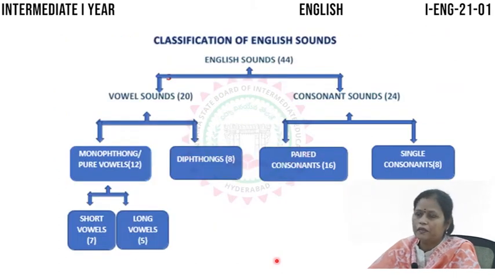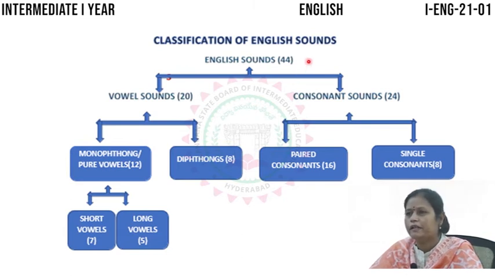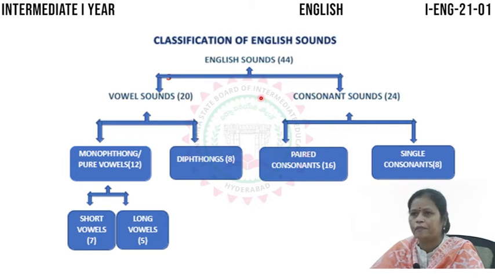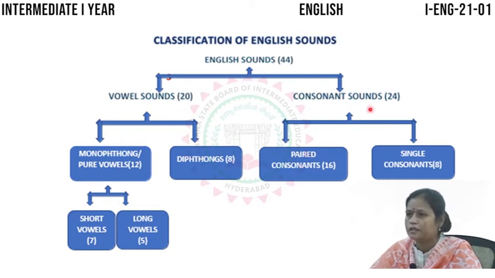Coming to the classification of English sounds. English sounds are 44, whereas the alphabet in English is 26. So in those 26 letters, we have 5 vowels and 21 consonants. Coming to sounds, we have 20 vowel sounds and 24 consonant sounds. This is the difference you need to observe.